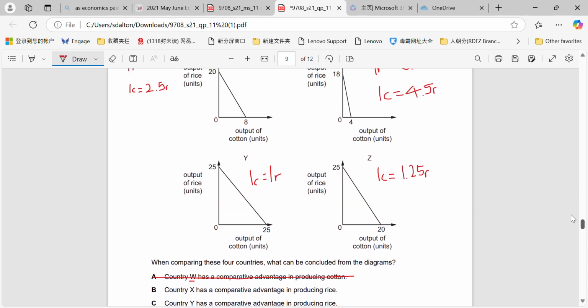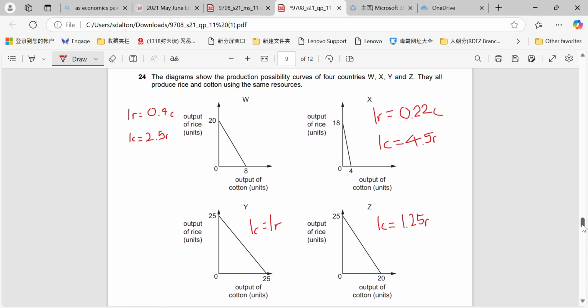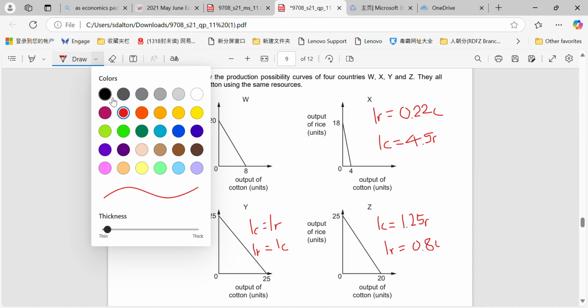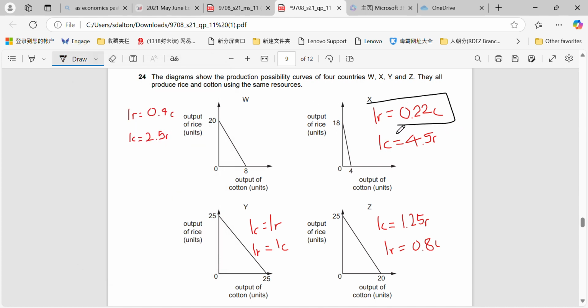For B, we can see that they do have, country X has the comparative advantage in producing rice. If we just calculate the rice opportunity costs here, it will be 1 cotton for country Y. We've already calculated it for country W. One rice here would be 0.8 cotton. So we can see that the lowest opportunity cost of producing rice does lie with country X.